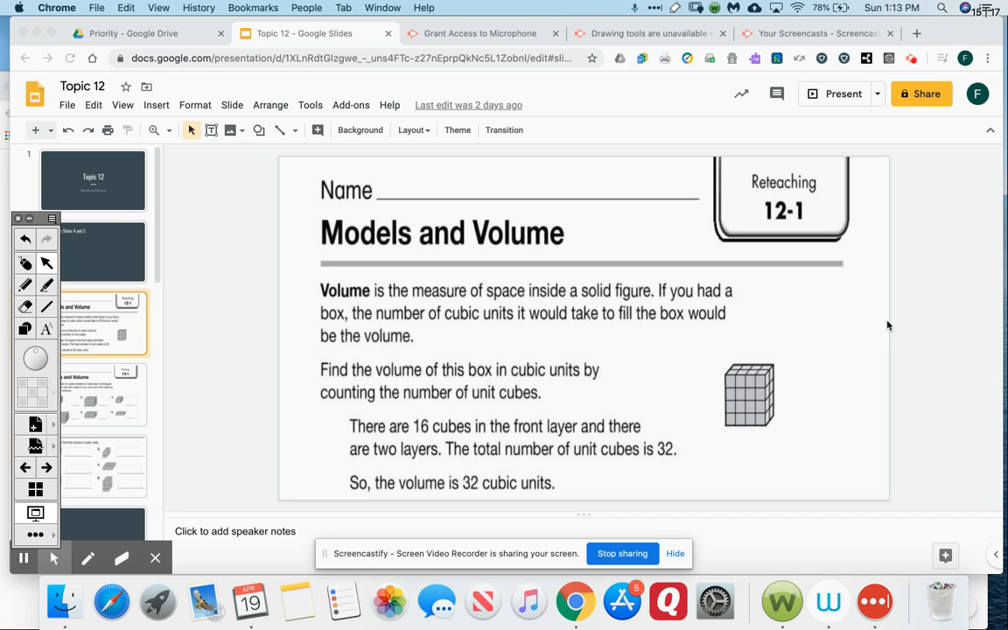Okay, today we're going to be looking at lesson 12-1, and this is on models and volume. And this is again a review. We've done something like this previously. But just to review, volume is the measure of space inside a solid figure.